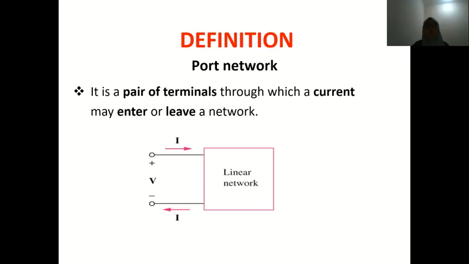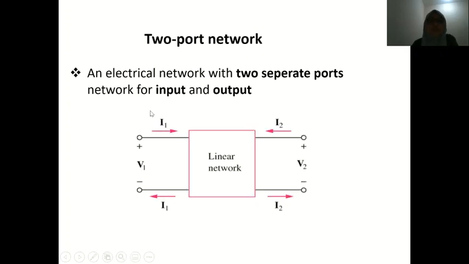A port is a pair of terminals, which means we have two terminals through which a current may enter or leave a network. A two-port network is an electrical network with two separate ports, for input and output.